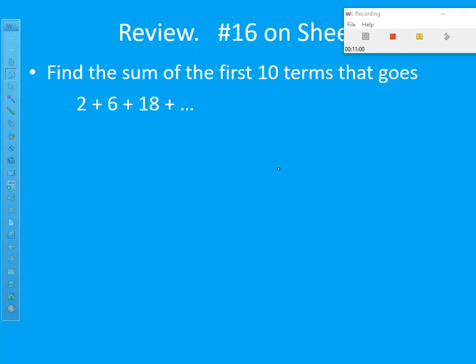The next one I'd like to do with you is your number 16. Find the sum of the first 10 terms that goes 2 plus 6 plus 18. Well, what I've got going on this is geometric because I'm multiplying by 3 every time, so my R value is 3, and it's a series.